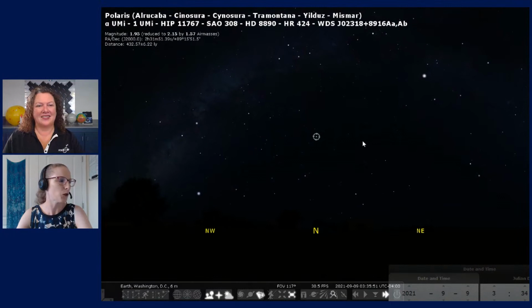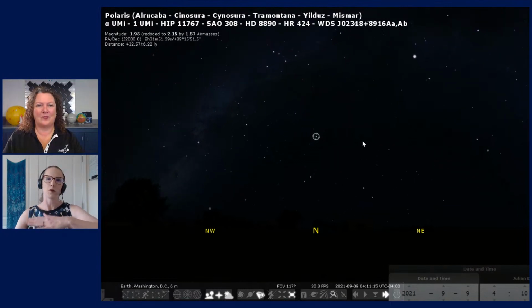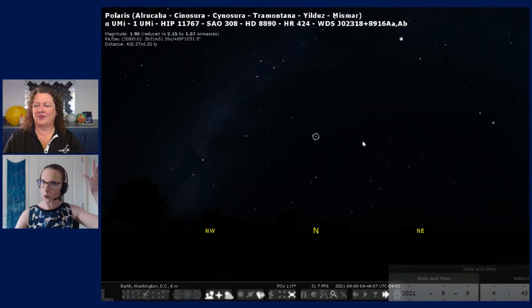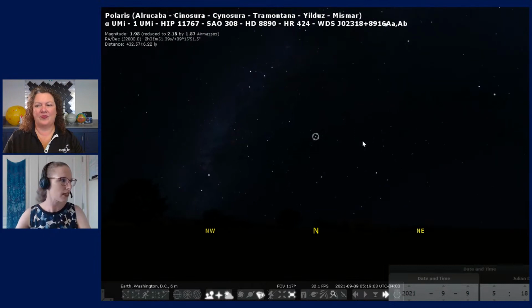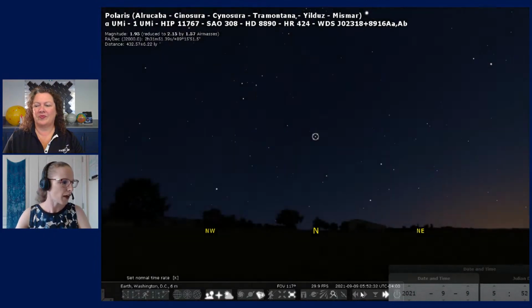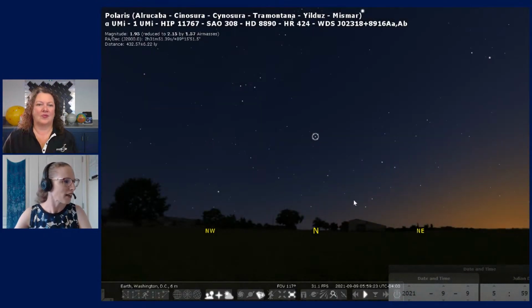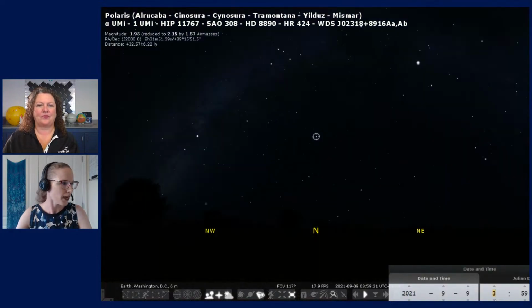Anyone who lives north of the equator, anywhere in the northern half of the Earth, you'll be able to see the North Star. I've been showing, oh, we made it all the way to morning. I've been showing the sky rotating, and hopefully you've noticed that all of the stars were moving except for this one. So I'm going to take us back to the evenings.